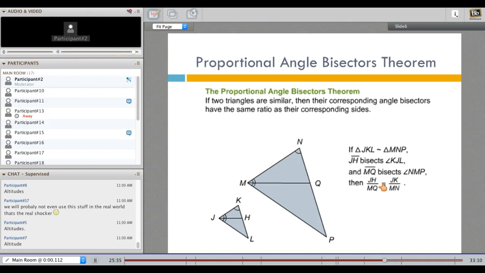Not the altitudes. That was when we were doing the proportional altitudes theorem.